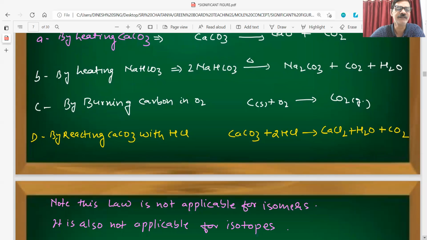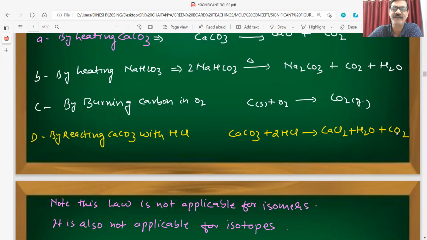Similarly, we can see that by reacting calcium carbonate with HCl. Calcium carbonate is basic in nature, HCl is a strong acid. So that is calcium carbonate, limestone we can say. This is reacting with HCl and it is forming calcium chloride, H2O and carbon dioxide. So here also the ratio of carbon and oxygen will remain same.